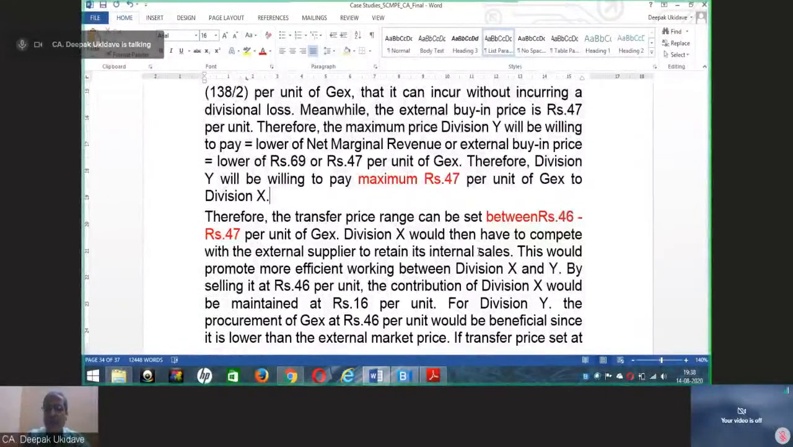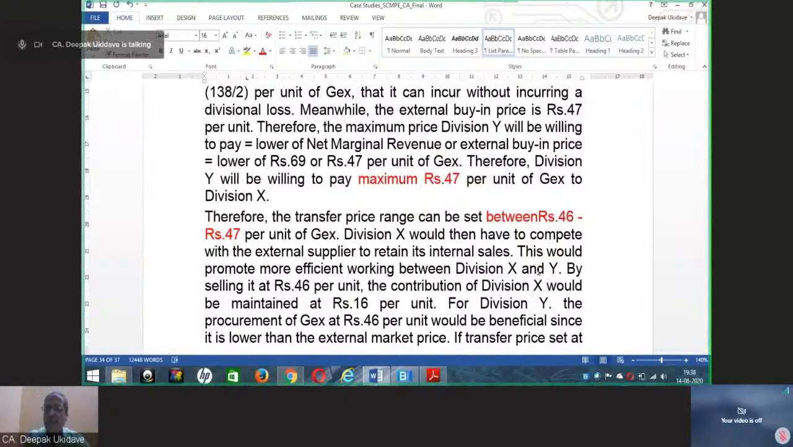This would promote more efficient working between division X and Y. Both divisions have become aware of their own limitations. Division Y's limitation is that yes, it procures from the market, but then it acts detrimental to the profitability of the company.